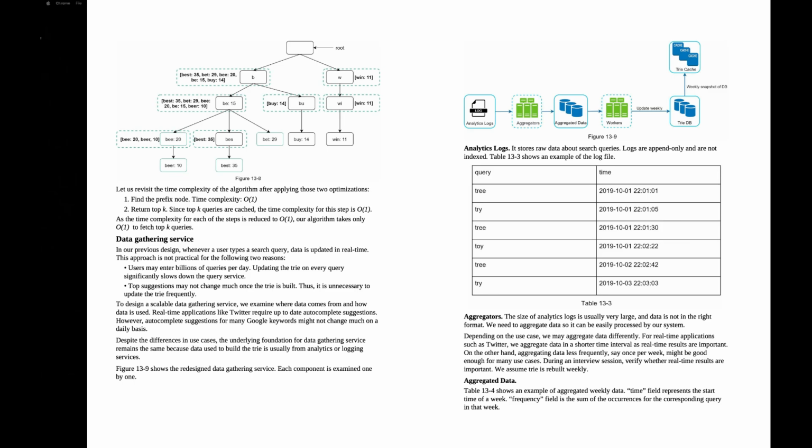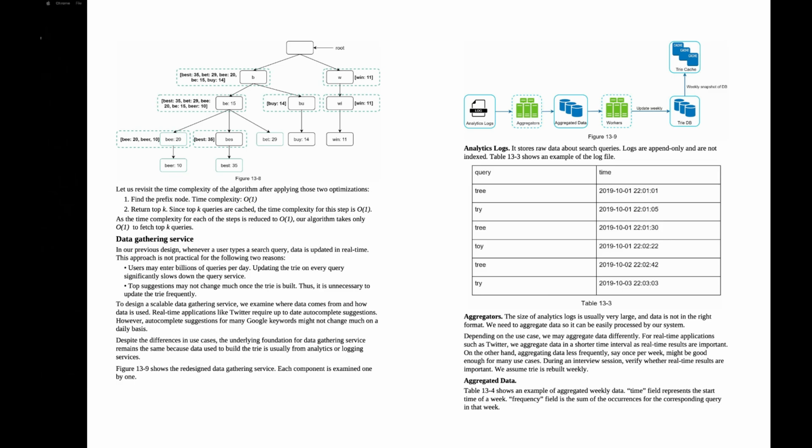So the prefix node time complexity is reduced to order of 1, which was order of p, and top k, which was order of c, is also reduced. See, they are saying one thing: this will increase the write complexity. Just saying it out loud.